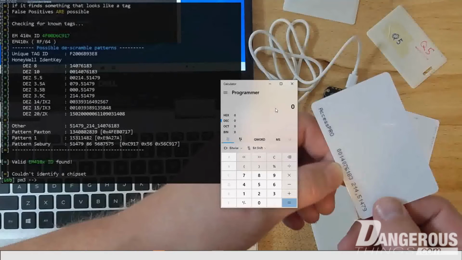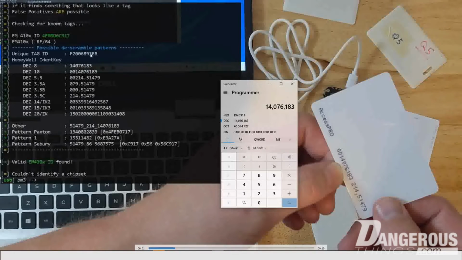Okay, so I guess we're going to cover this just real briefly because it's kind of interesting. But you'll notice that I have the calculator up here and I'm in programmer mode, so we can see the hex, decimal, octal, which nobody really cares about, and then binary versions of all these numbers. So the first thing I want to point out is let's just type in the first number that my thumb is pointing to on the card there, which is 140768183. So you'll see the hex value is D6C917. And if we look up here at the EM410X ID, we see 4F, but then we see 00, which is the preceding byte, then D6C917.